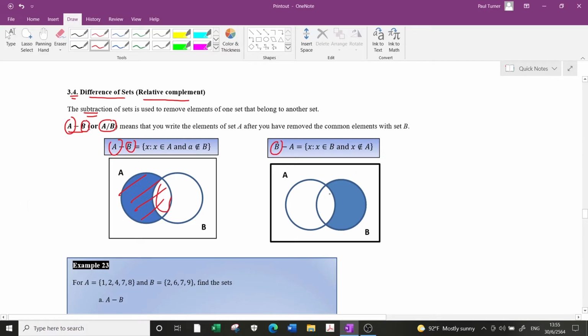In this one, we have set B, removing the elements that are in set A. So this here, you can see it's the same as B only. And this one here is A only.